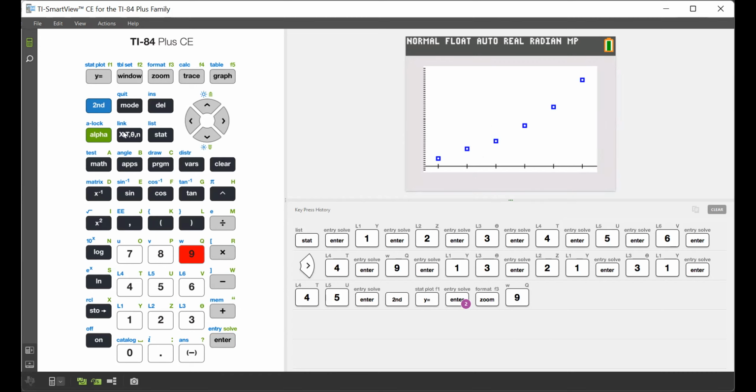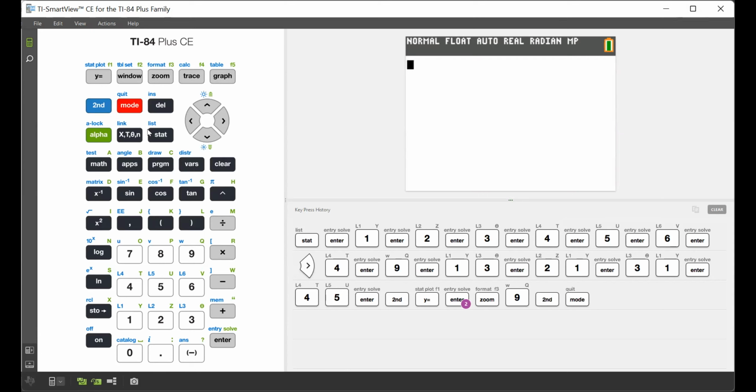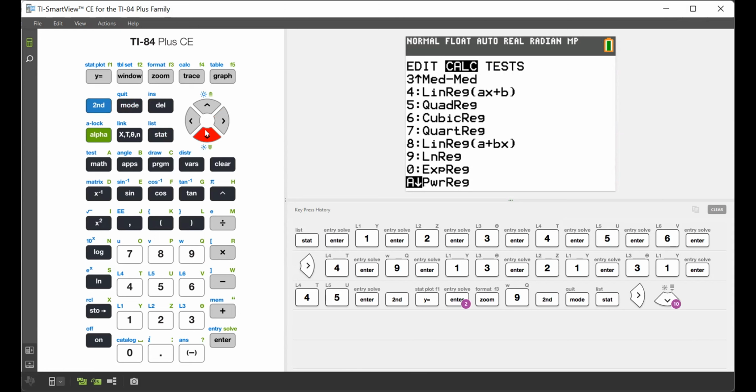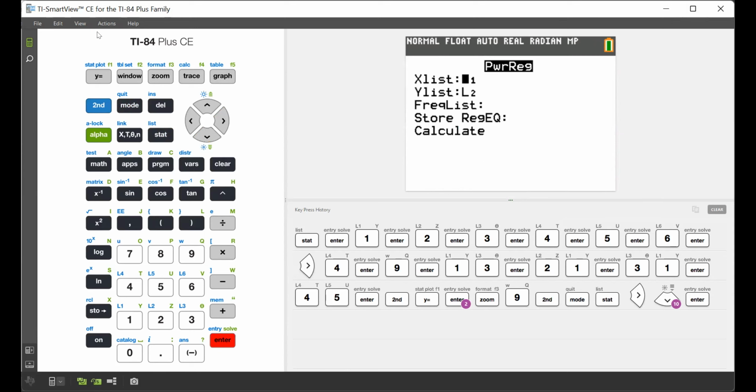Okay, so I'm going to go back to my stat menu, and go over to the calculate menu in my stat menu. If you look down through here, on my calculator, A is a power regression. So I'm going to run a power regression on this. I put my data in L1 and L2.